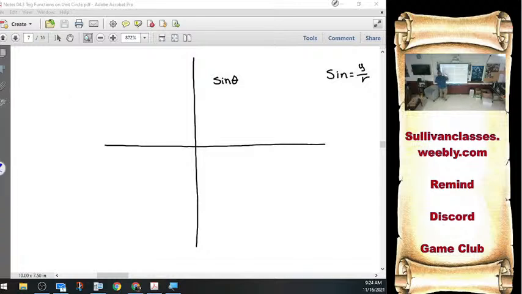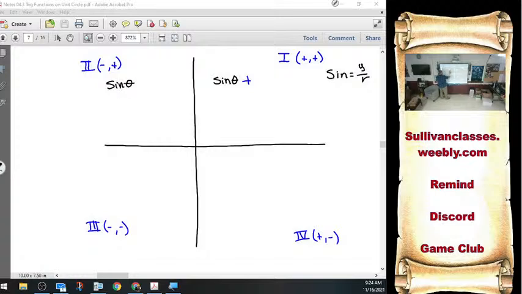Maybe we need to go back to, in quadrant 1, I have positive, positive. In quadrant 2, what are my coordinates? Negative, positive? If I go to quadrant 3, if I go to quadrant 4. So if sine is going to be y over r, it's going to be a positive over a positive. So what about sine in each of the other ones? Back here, my y's are still positive, so positive over positive.